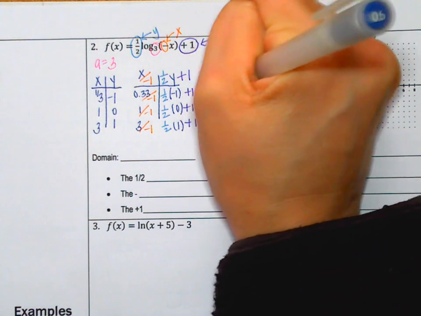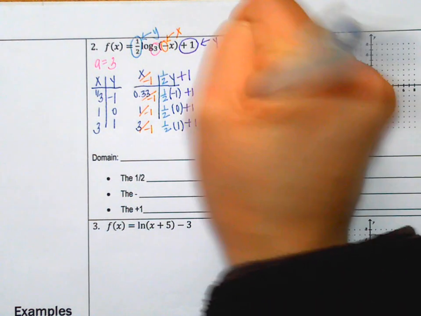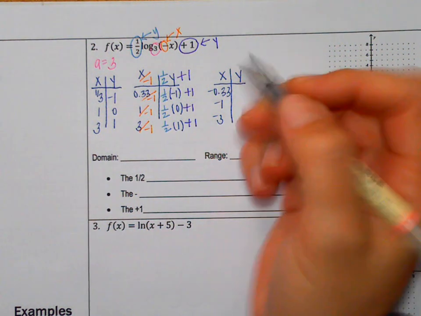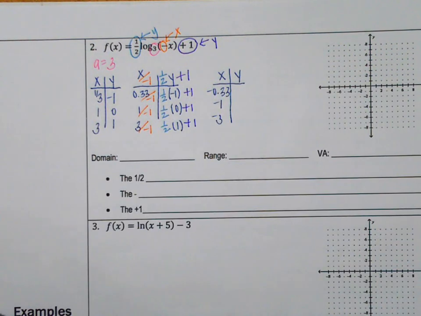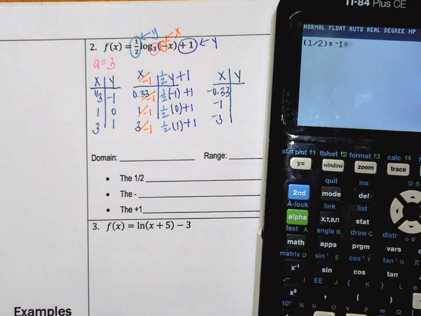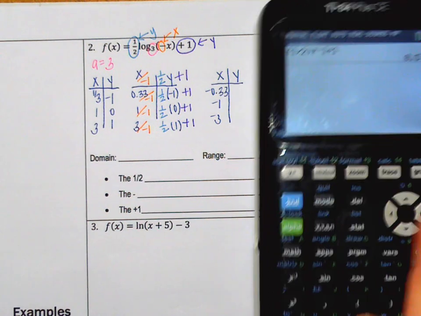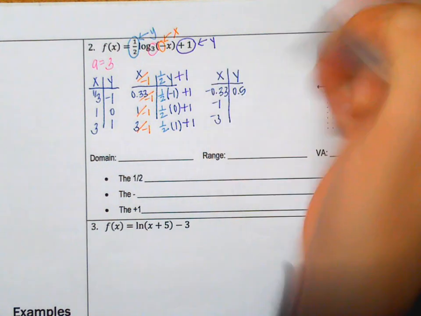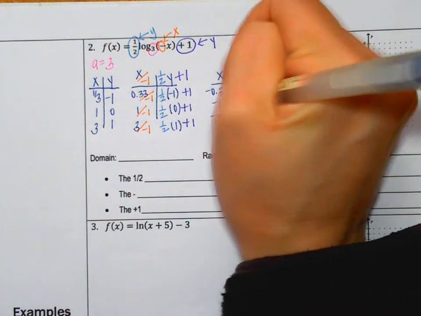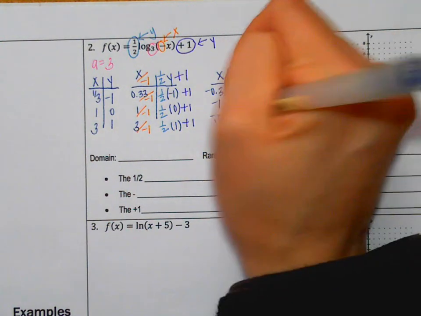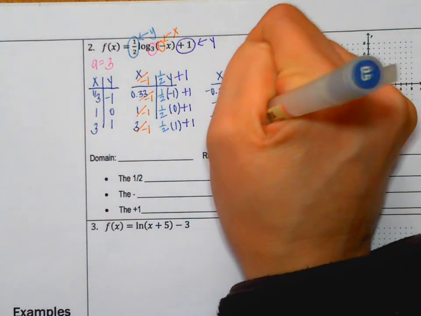So this is going to be -0.33, -1, and -3. And then with this, when I do the math here, if you want, you can do it just in your calculator. You can go, okay, 1/2 times -1 plus 1. That gets me 0.5. And then 1/2 times 0 is 0. 0 plus 1 is 1. 1/2 times 1 is 1/2. And then 1/2 times 1 plus 1 is 1.5.